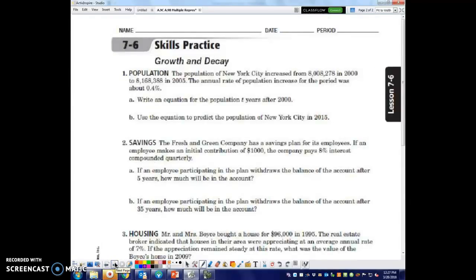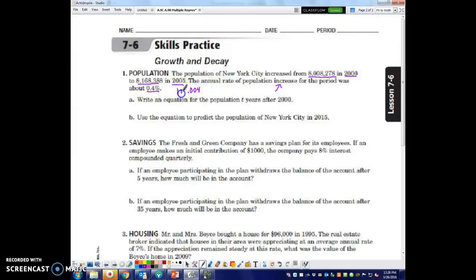Okay, so I'm going to do number 4 and number 7 with you. So number 4 says the population of New York City increased from this amount in the year 2000 to this amount in the year 2005. The annual rate of the population increase, which means go up, for the period was 0.4%. Okay? So write an equation for the population t years after 2000.